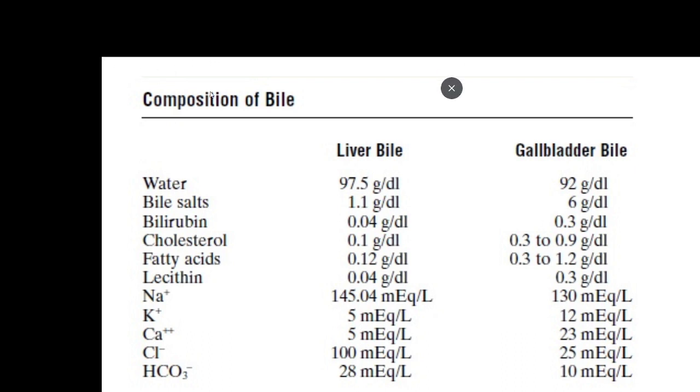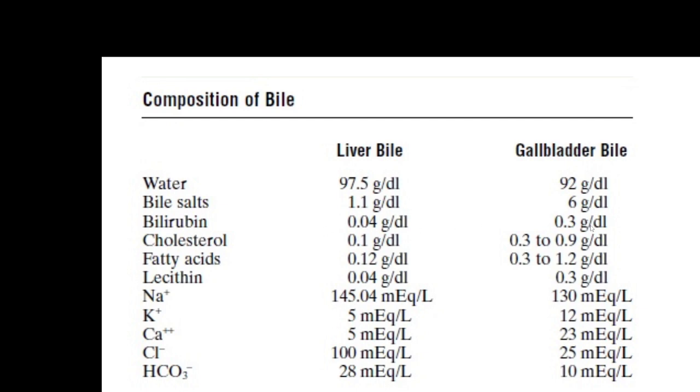The bile would be really concentrated significantly in the gallbladder, and the difference between the bile secreted by the liver and the gallbladder bile is this: in the liver, when it secretes, it is around 97.5 grams per 100 ml of bile, and it will be 92 grams per 100 ml in the gallbladder bile. That's about 5 grams of water reabsorbed.